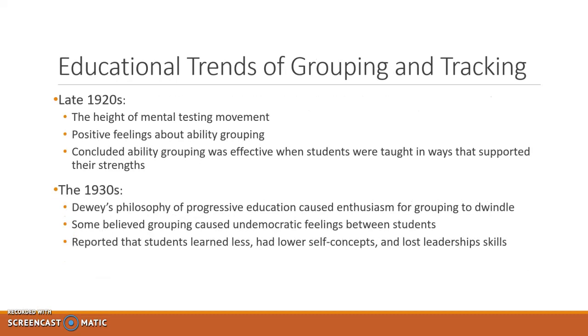All right, let's look at some educational trends of grouping and tracking in the U.S. So in the late 1920s, we were at the height of the mental testing movement, and there was a lot of positive feelings and opinions about ability grouping. It was concluded that ability groups were effective when students were taught in ways that supported their strengths. In the 1930s, John Dewey's philosophy of progressive education sort of caused that enthusiasm for grouping to dwindle. Some believed that grouping caused undemocratic feelings between students, and it was reported that students learned less, had lower self-concepts, and lost leadership skills when they were put into ability groups.